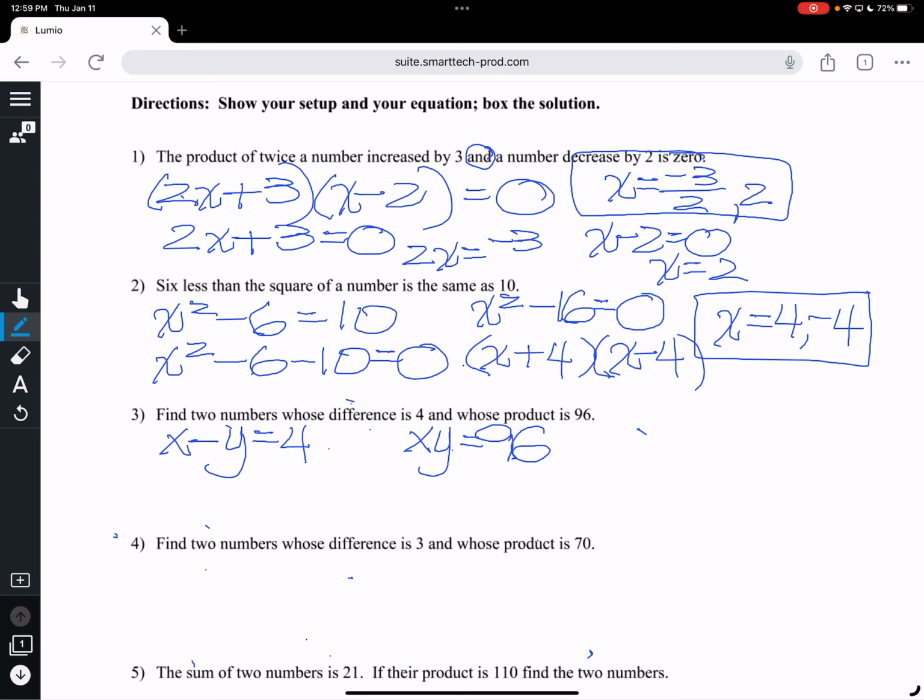We will pick up from here. Perfect. Okay. Perfect.